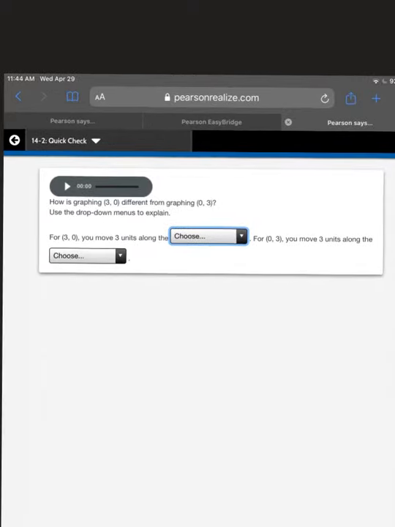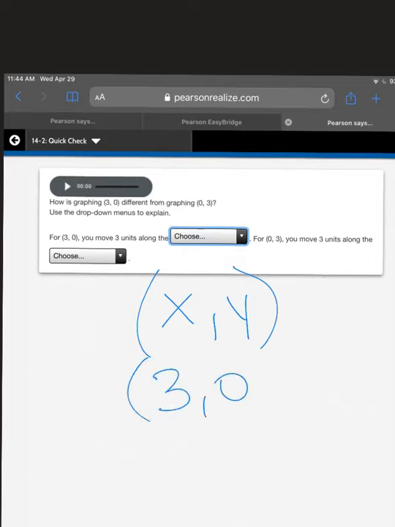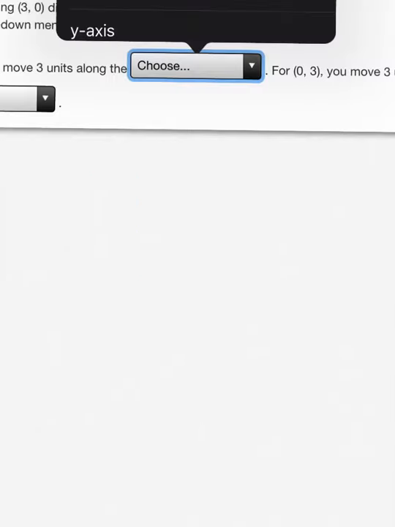Here's another one. We just talked about this one before. For 3, 0, you move 3 units along the, well, remember, here's x, here's y. So if it's 3, 0, you're moving along the what axis? If it's the 0, you're moving along the what axis? That gave you your answer. There's two answers for this question. It has to do with this question. So I gave you the help. It's the same, right? You're going from here, you're answering this.